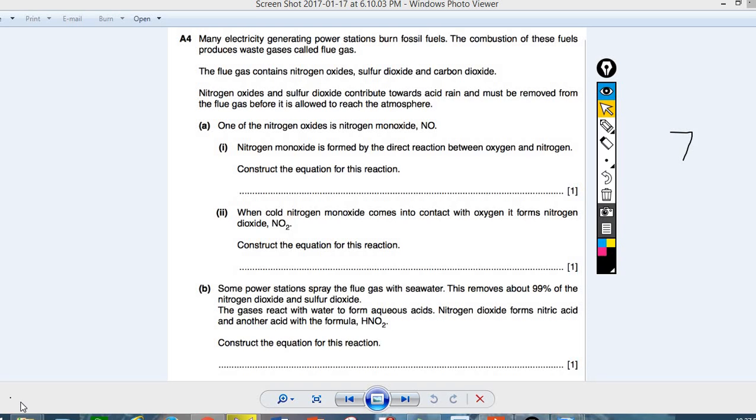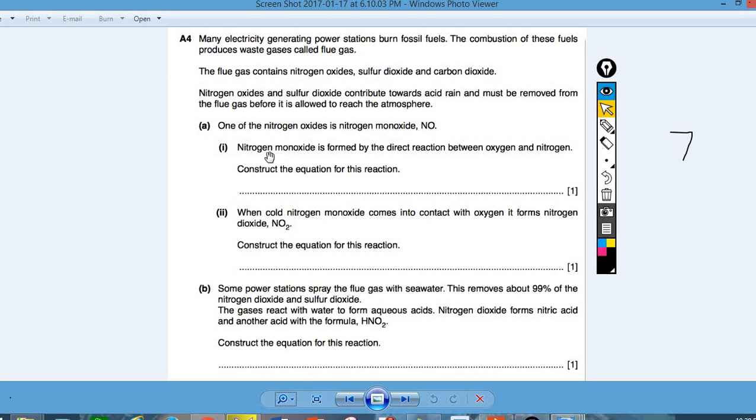Actually this is a chemistry past paper, and this question is regarding your knowledge about air. Even I haven't gone through the questions yet, so we will together try to find the answers for this question. Okay, let's read. Many electricity generating power stations burn fossil fuels.